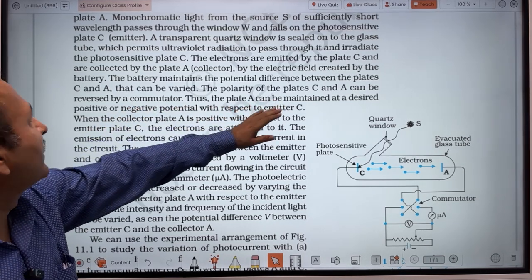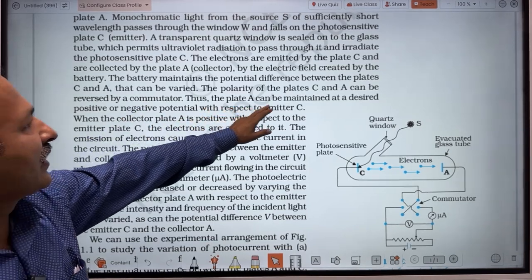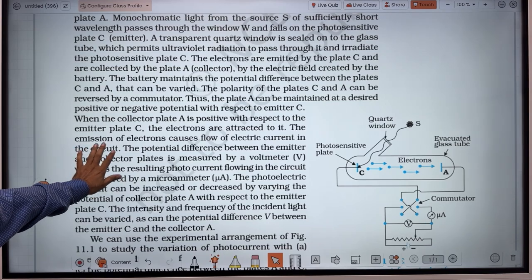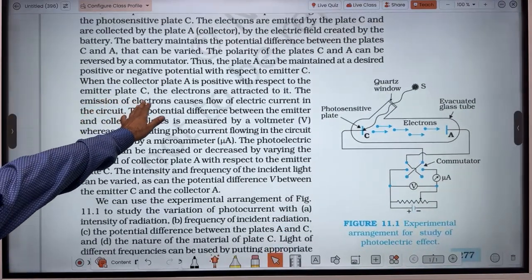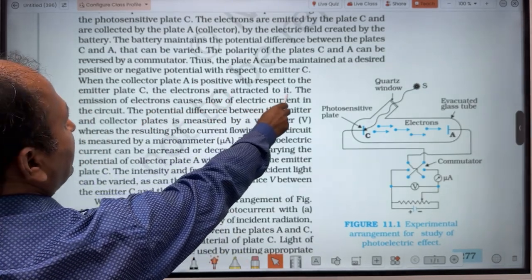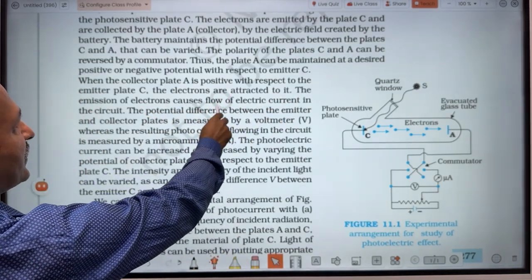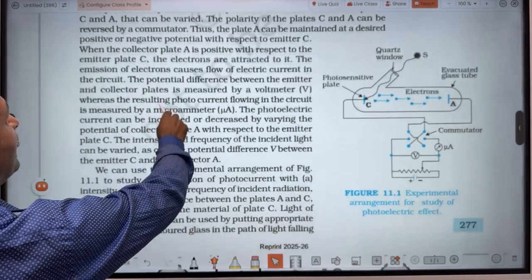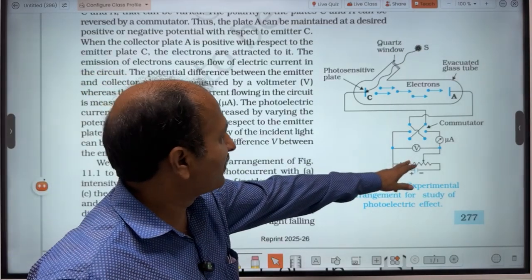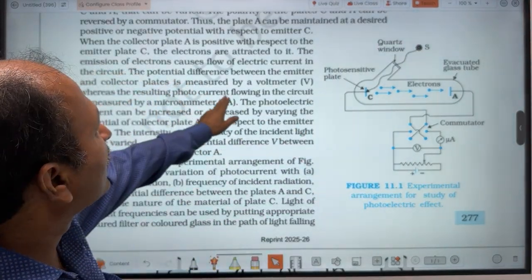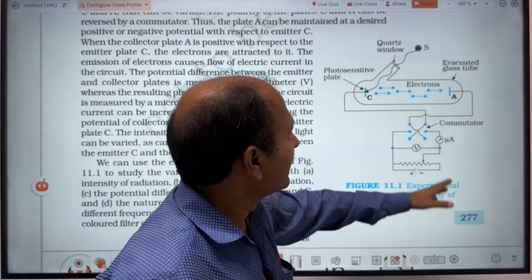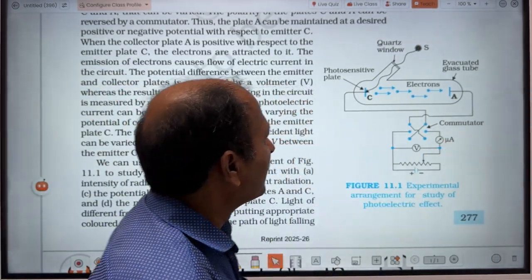The polarity of the plates C and A can be reversed by commutator. Thus, plate A can be maintained at desired positive or negative potential with respect to emitter C. When the collector plate is positive with respect to the emitter plate, then electrons will move, right? The electrons are attracted to it. The emission of electrons causes flow of electric current in the circuit. The potential difference between the emitter and collector plates is measured by a voltmeter. Here this voltmeter is applied, whereas the resulting photoelectric current will be measured by the microammeter. Here there is a microammeter. Current will be very small. That is why a microammeter is used.